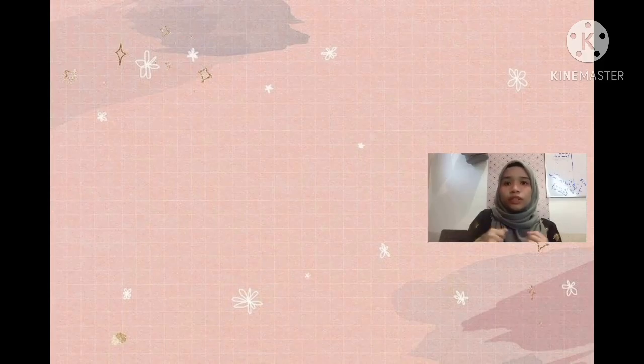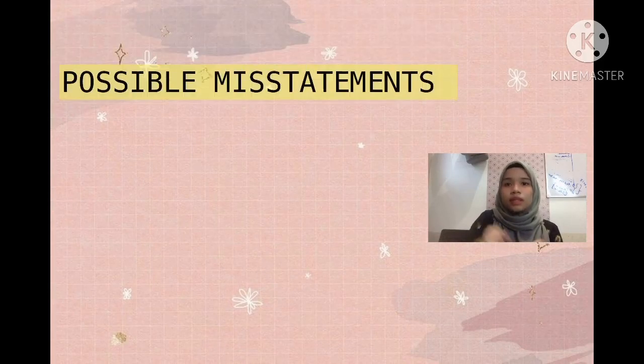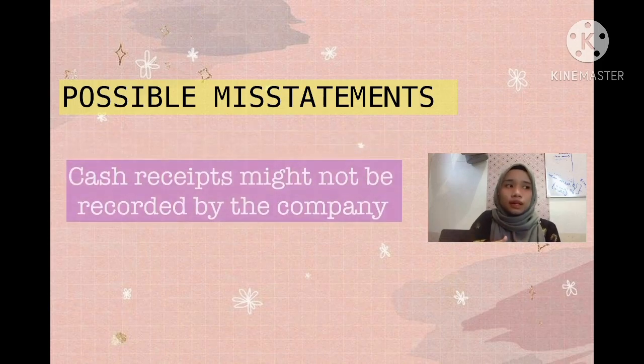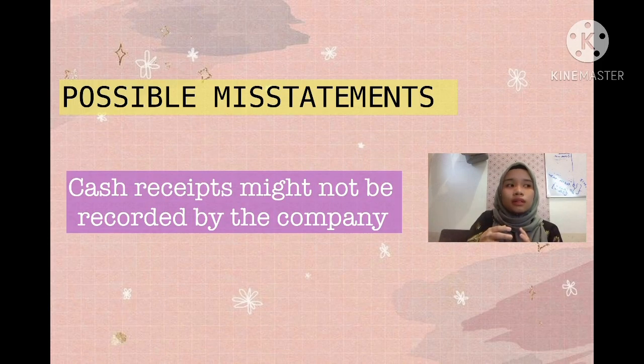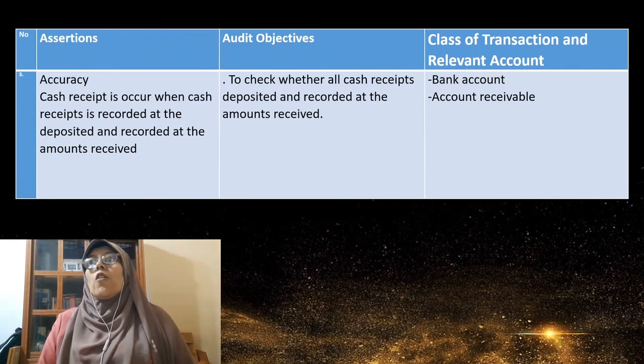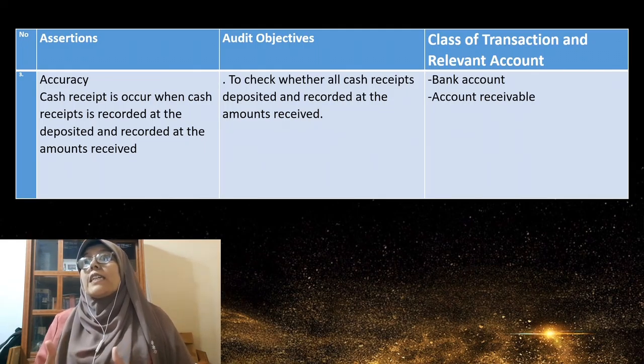So we move on to the possible misstatement. The possible misstatement for completeness in cash receipts is that cash receipts might not be recorded by the company. The third assertion for cash receipts is accuracy. It means cash receipts are recorded at the time of deposit and recorded at the amount received.